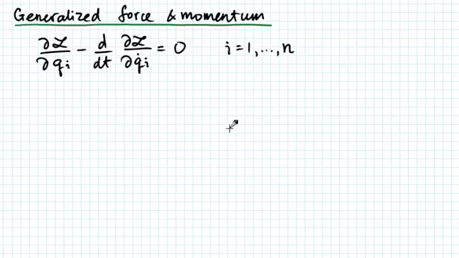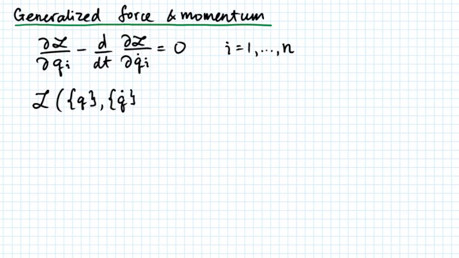Generalized force and momentum. We have introduced Lagrange's equations, or the equations of motion, which are given by a system of n differential equations. The Lagrangian is defined in terms of generalized coordinates, q's, and generalized velocities, q dots, and is equal to kinetic energy minus potential energy.